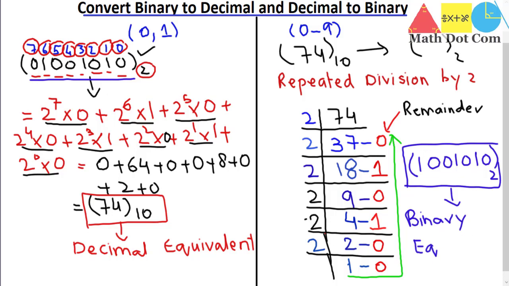So keep this in mind. Whenever we get the equivalent of any number, in that equivalent we will get only the digits of that number system. For example, in the binary equivalent we get only 1 and 0 and can't get any other number, and in the decimal equivalent we get the digits from 0 to 9.